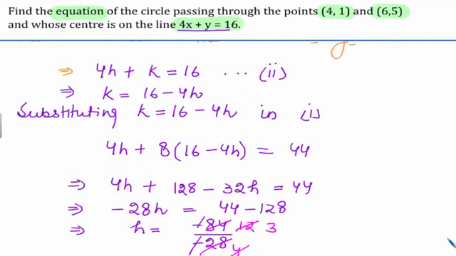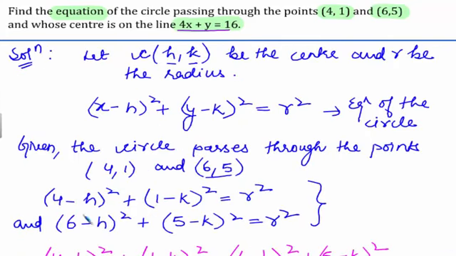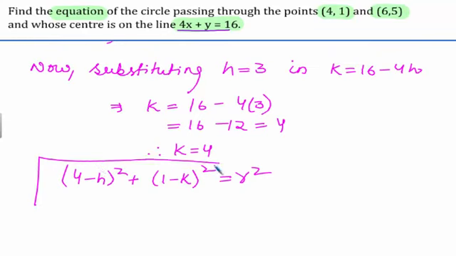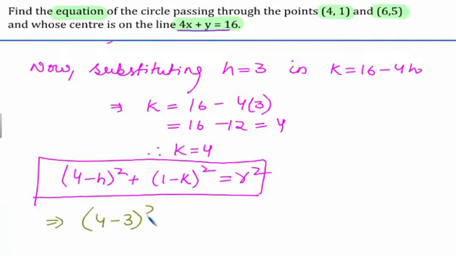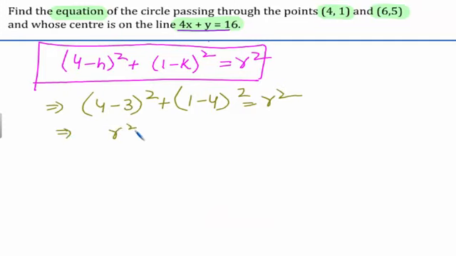Now substituting the value of h and k in any one of these two equations. So let us substitute the value of h and k in this equation. So this is the equation in which we have to substitute the value of h and k. So this implies (4 minus 3) whole square plus (1 minus 4) whole square is equal to r square, which implies that r square is equal to 1 square plus (minus 3) whole square, that is 9, which is equal to 10. Therefore r is equal to square root of 10.